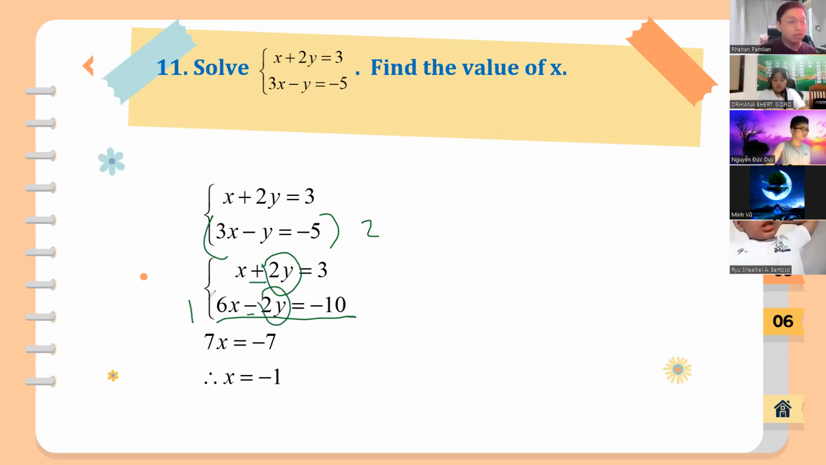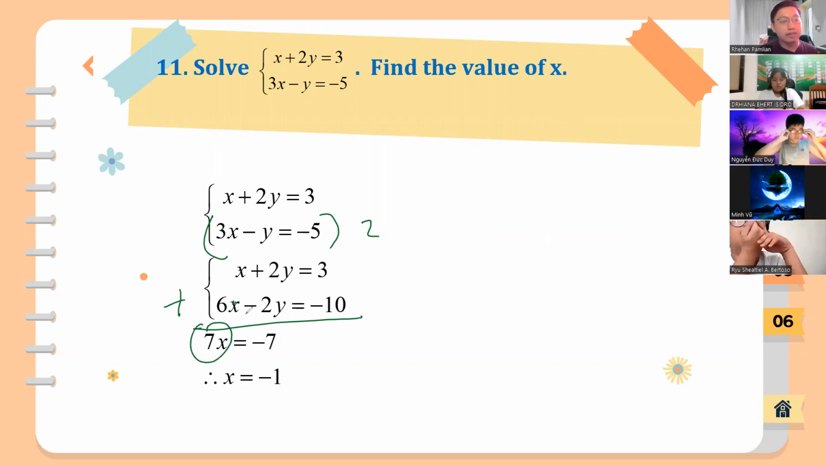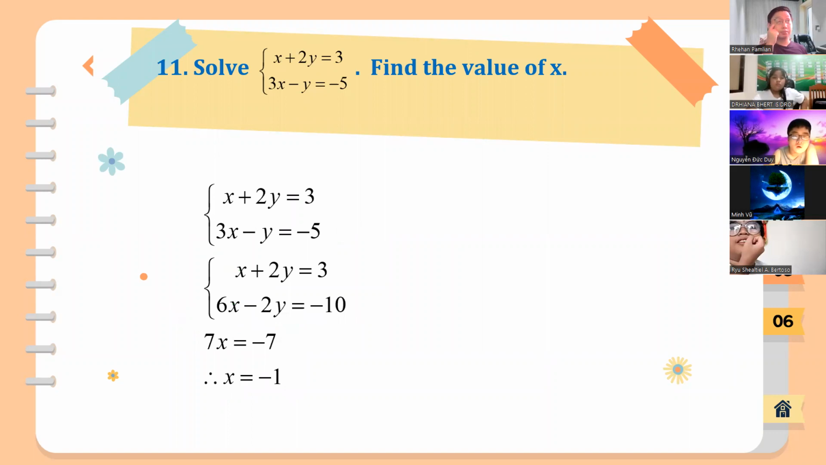So when you add these two equations, 6x plus x, that's 7x. 2y minus 2y, that's 0. And on the other side, 3 minus 10 is negative 7. Therefore, the three dots mean therefore, x is equal to negative 1. So that is the way to solve the problem. That's just basic algebra. Did you guys understand?